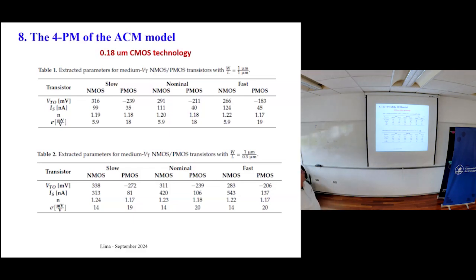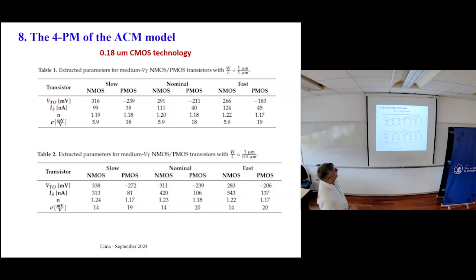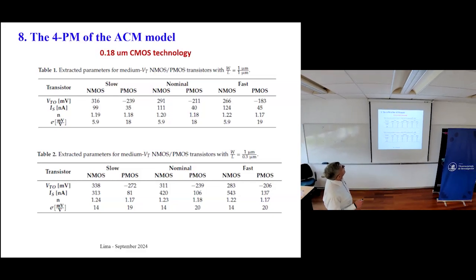Okay. You have another table here, which is for another transistor. No, the size is different. It's different here. You see, L is 0.3. So you have some differences between the parameters, right?